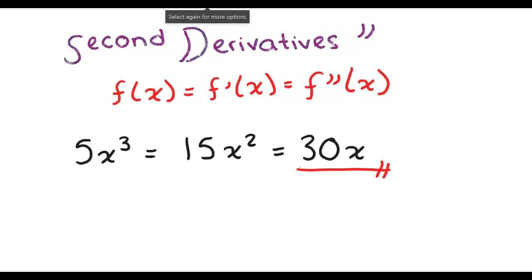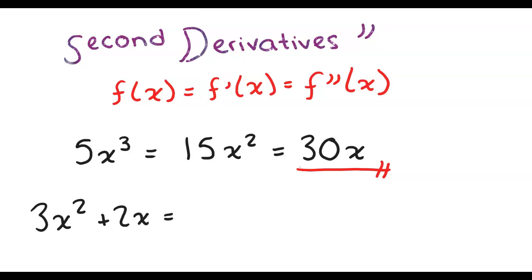Let's make it with a more complex value. Let's continue, guys. So imagine 3x to the power of 2 plus 2x. So we will get our first derivative, which is 6x plus 2, right? But what happens here? We need to get another prime.